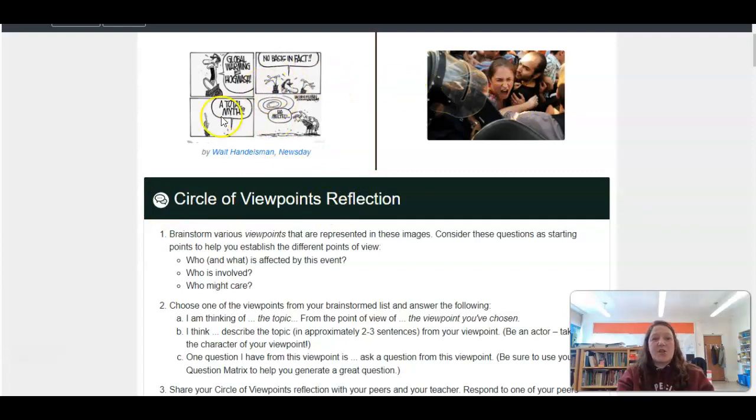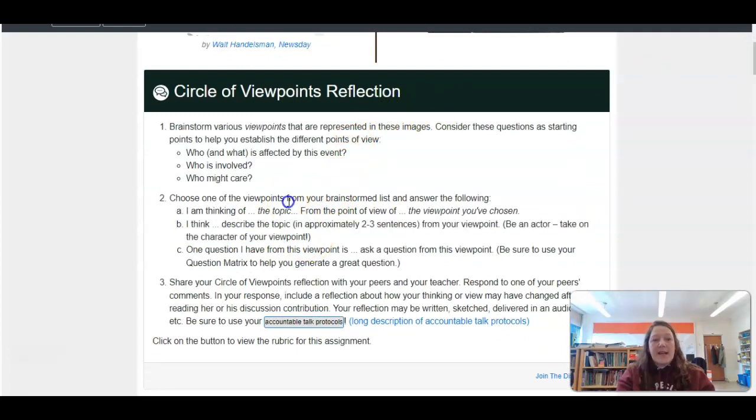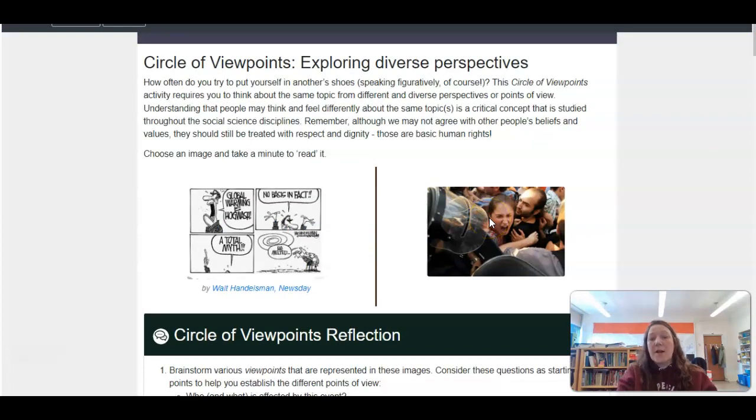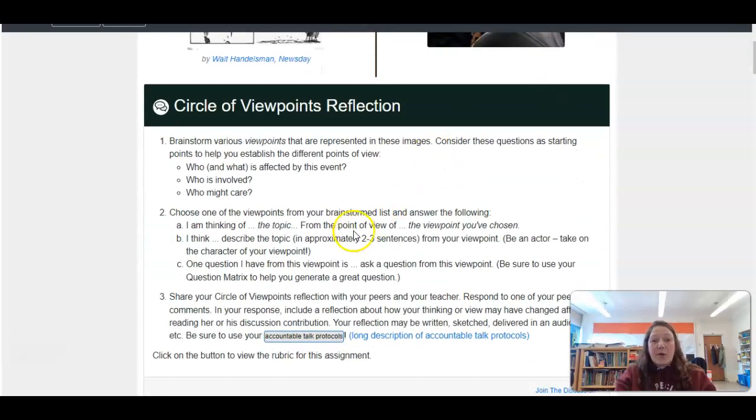You're going to choose one of these two graphics, these pictures, and you're going to answer these questions down below. When it says choose one of the viewpoints from your brainstorm list, what it's asking you to do is think about who would be involved in this situation, and then you're going to take on one of their perspectives. So for example, if I was to choose this picture, I might brainstorm in the first part who this person is and why they might be involved in this interaction. And then I'm going to take on or role play who that person is in order to talk about their viewpoint. So I am thinking of the topic from the viewpoint of, identifying the person that you've chosen who would be involved in that situation, and then describing the topic.